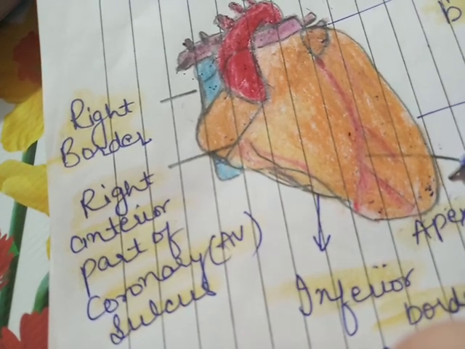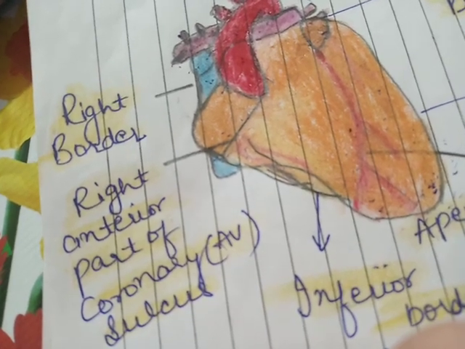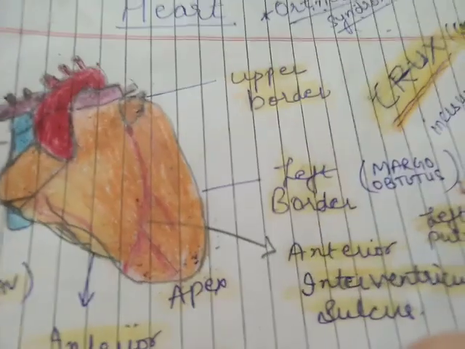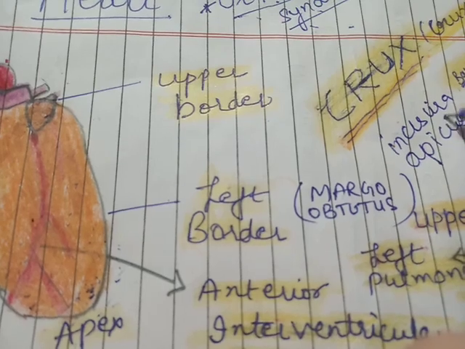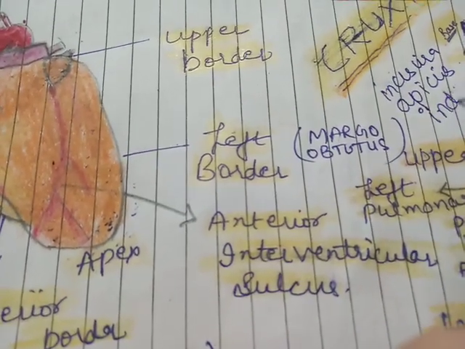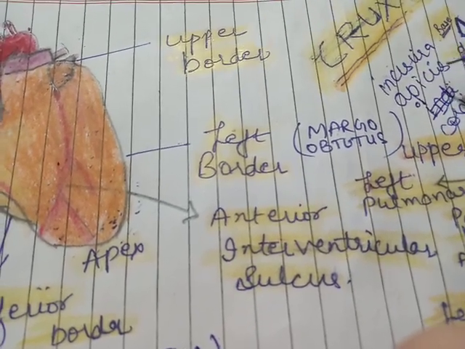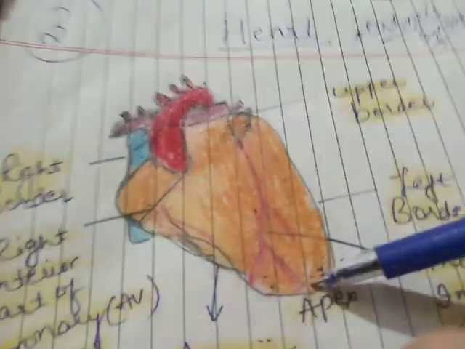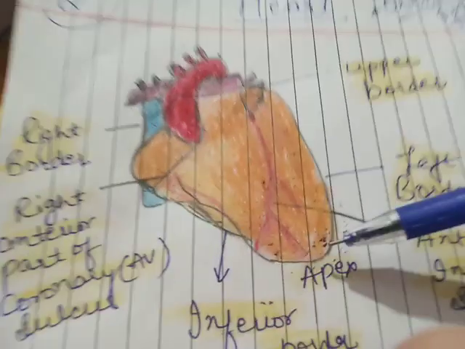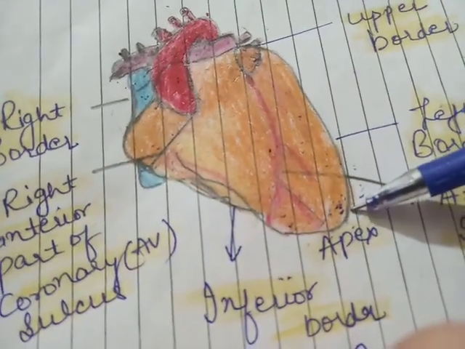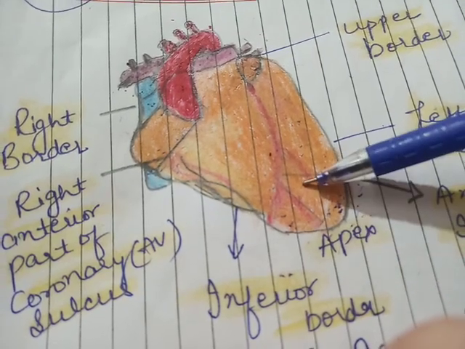Close to the apex, it presents a notch which is called incisura apicis cordis. I had written it incorrectly, it is not indicis, it is cordis. Incisura apicis cordis. So near the apex we have a notch called incisura apicis cordis, right, which gives passage to the anterior interventricular branch of the left coronary artery, right?